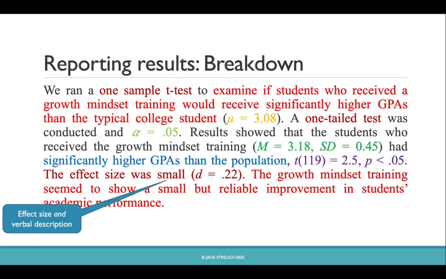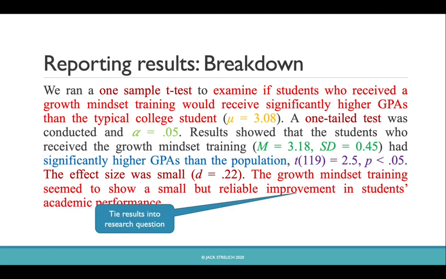Next, we present the effect size along with a verbal description. So here we present the d-value and state that this constitutes a small effect. We close with a slightly longer description of our results that explicitly ties them back into our research question. So here we say not just what we found, but what that means for our research question.